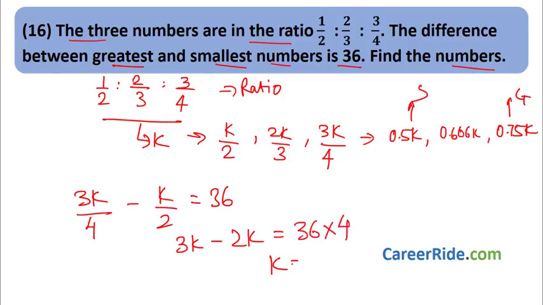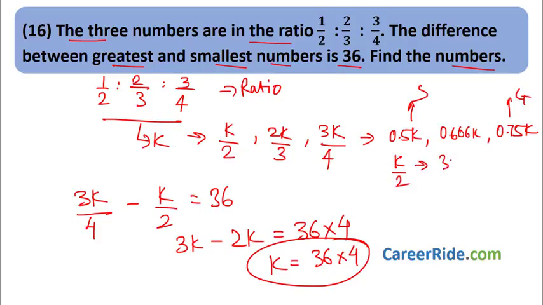So the value of k would be 36 into 4, right? What we have to find out are the numbers. What is the first number? k by 2, that is 36 into 4 divided by 2, that is 36 into 2, 72, right?